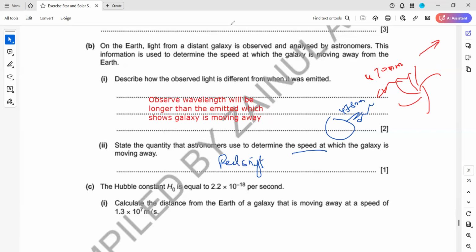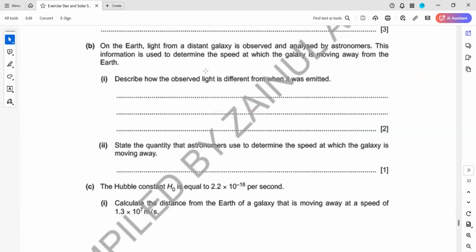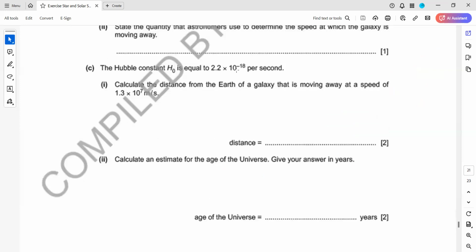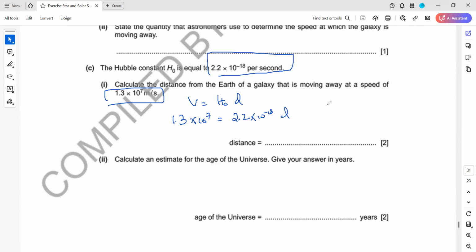The Hubble constant, which is the reciprocal of the age of the universe, is used to calculate the distance of a galaxy moving away from the Earth with a given speed. So we have the speed, we have the Hubble's constant, V is equal to H naught d. V is the speed of the galaxy, 1.3 into 10 to the power 7. Hubble's constant is 2.2 into 10 to the power minus 18, and d we need. So this will go there in division.